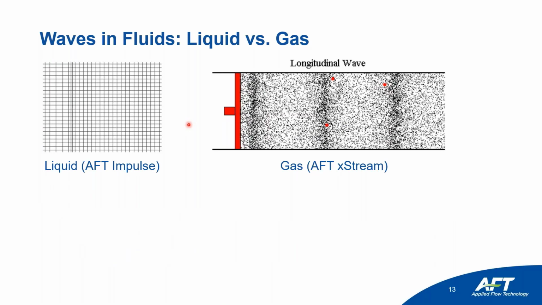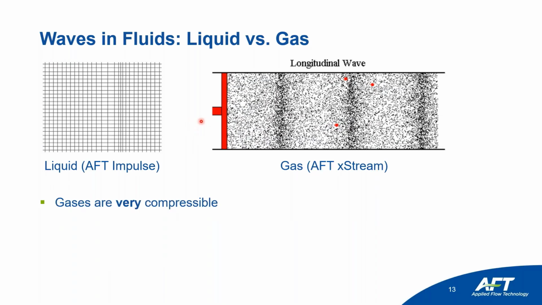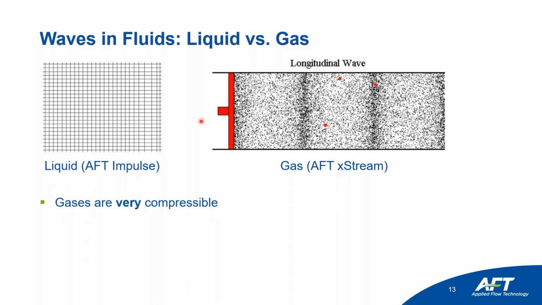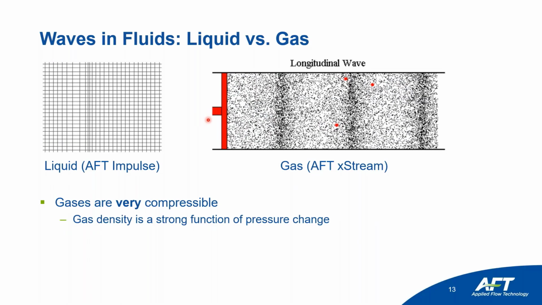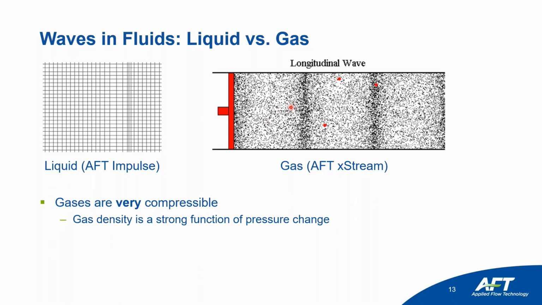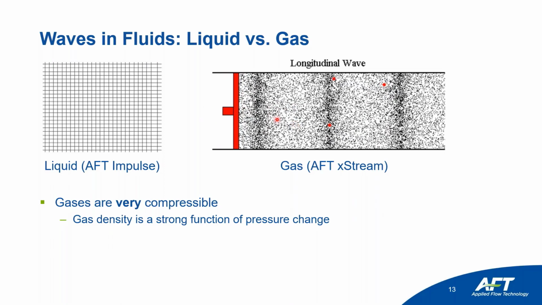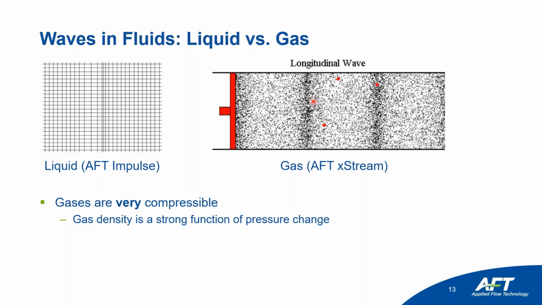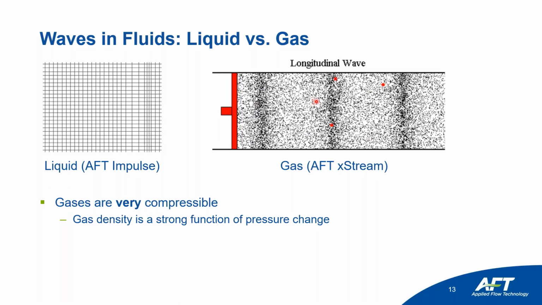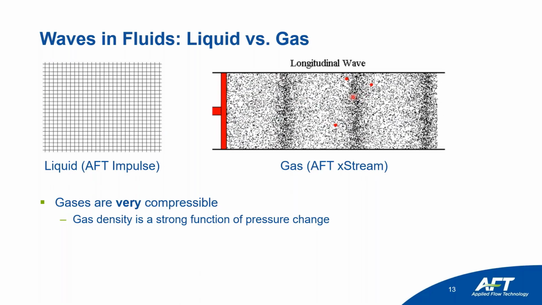But in gases, what happens? Gases are very compressible. Gas density is a strong function of the pressure change. As you can see in the animation, the wave travels, and right in front of the wave, the density increases. This increases the velocity of the wave as it travels through the pipe.